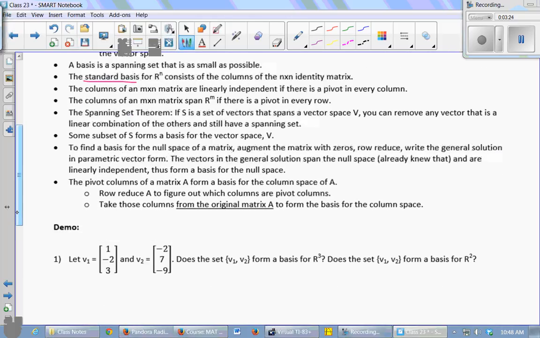Okay, so the spanning set theorem says that if S is a set of vectors that spans a vector space, so you know that the set of vectors can generate the whole vector space, you can remove any vector that's a linear combination of the others and still have a spanning set. Okay, so you can shrink that set down until it's linearly independent. If you go past that, it no longer will span the set. But you can take out any linear combination vector.